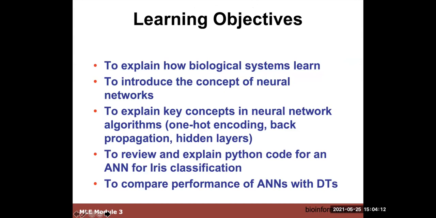Some of the key concepts with neural network algorithms: this idea of one-hot encoding, which I introduced earlier, backpropagation, and the idea of hidden layers and the need to have these to perform discrimination and decision. We're going to look at the Python code for an artificial neural network for iris classification. So in the previous lecture, we looked at iris classification using decision trees. We're going to show how you can do the same thing with artificial neural networks, and we're going to compare the two, between ANNs and decision trees.